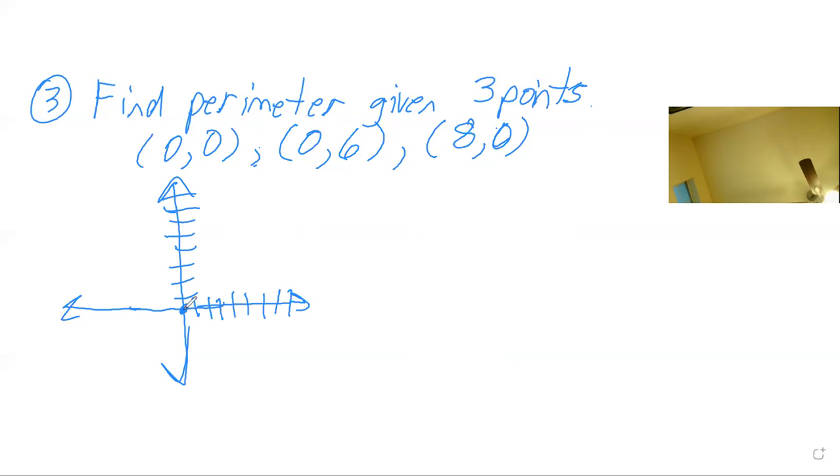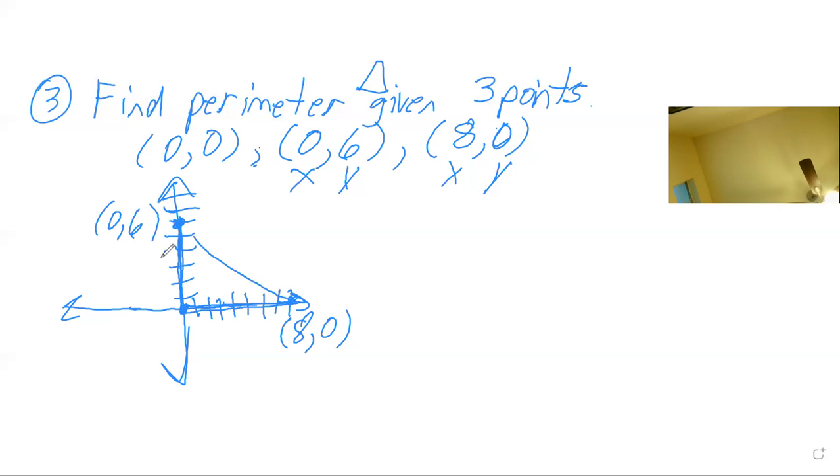So 0, 0. Now this is x, y. So x is 0, and then up 1, 2, 3, 4, 5, 6. And that's the point 0, 6. Make sure you know that. And then 8, x, and y. So you go 8 on x, and then 0. But you want to find the perimeter of the triangle, so I should have said the perimeter of the triangle given these 3 points.